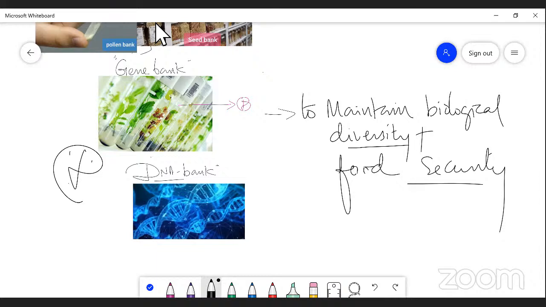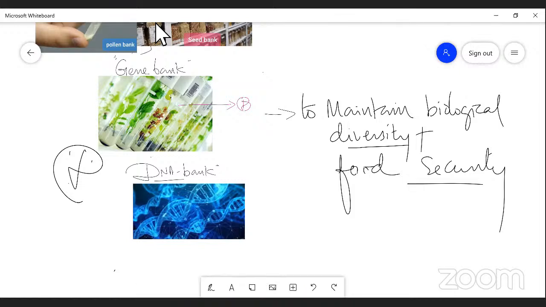When we protect, what will happen? We can maintain biological diversity and food security. So we cannot face a scarcity of food in future, right? So in order to avoid the demand for food throughout the world, for children and for all the people, and to prevent food scarcity, that's why the DNA and the gene are stored. I mean, the gene and DNA of good variety.